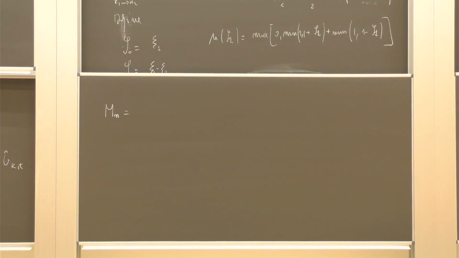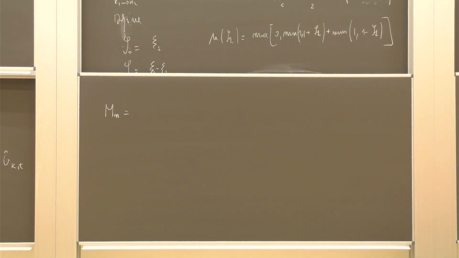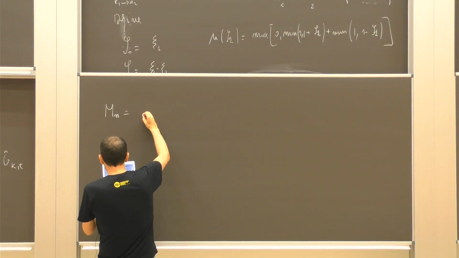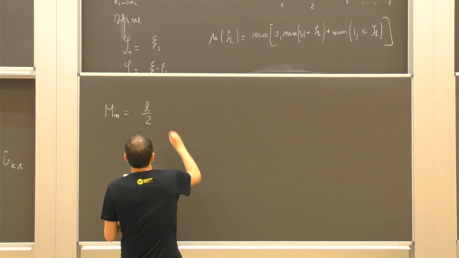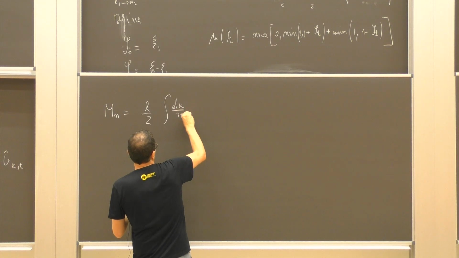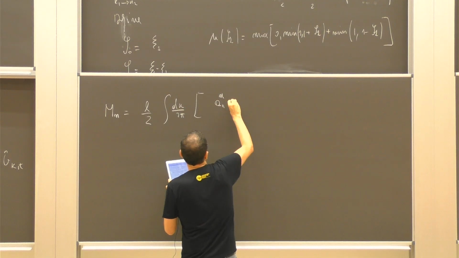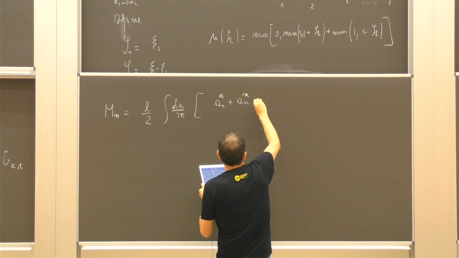Here you have A11. Here you have A22. Here you have A12, A21, functions of momenta. The calculation, you see, is similar. And now Mn, in the end, what you get is L over 2, integral dk over 2 pi, and then you get A11 to the n plus A22 to the n. Yes, plus.